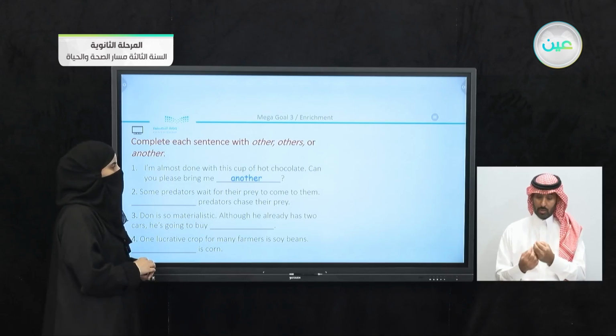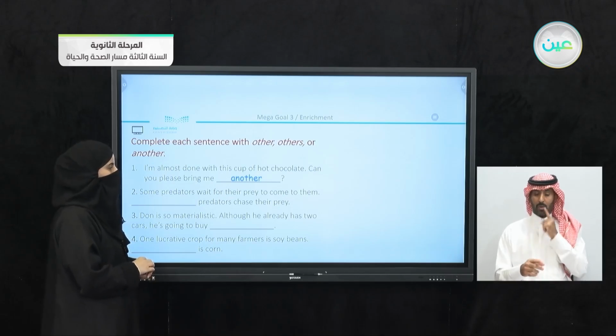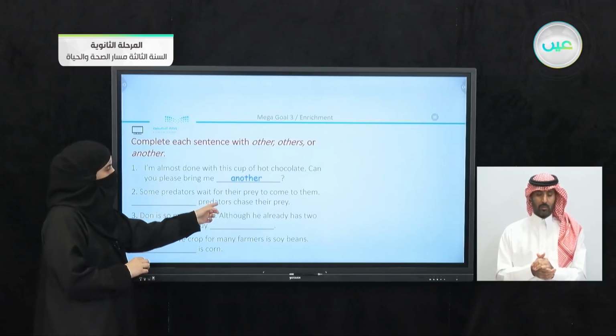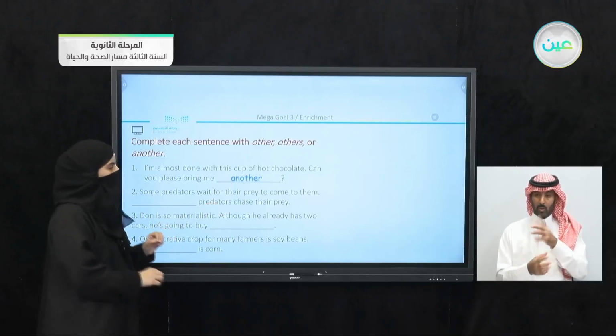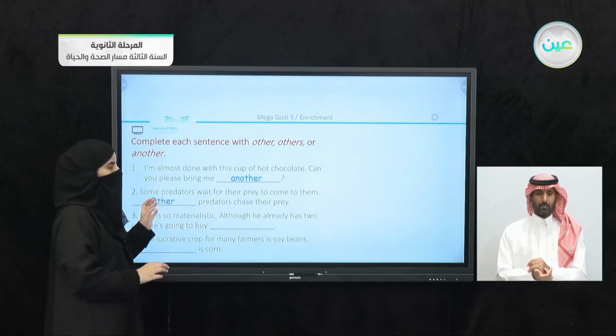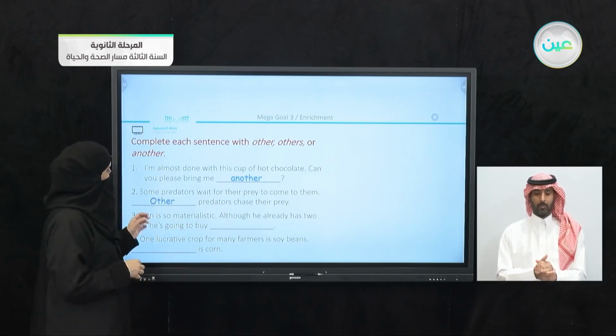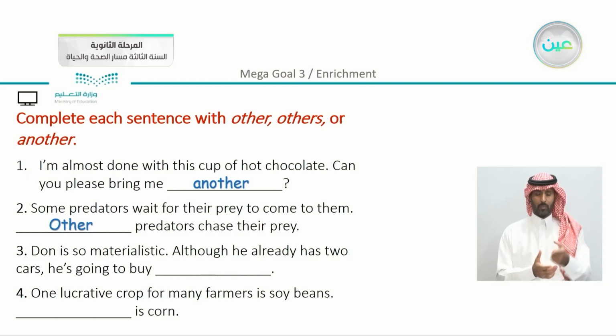Some predators wait for their prey to come to them. Blank predators chase their prey. Here the hint is in predators, which is plural. So we know that if there is a plural, we are going to choose other predators. Don is so materialistic. Although he already has 2 cars, he's going to buy blank. We have here, yes, another. He already has 2 and he's going to buy another.